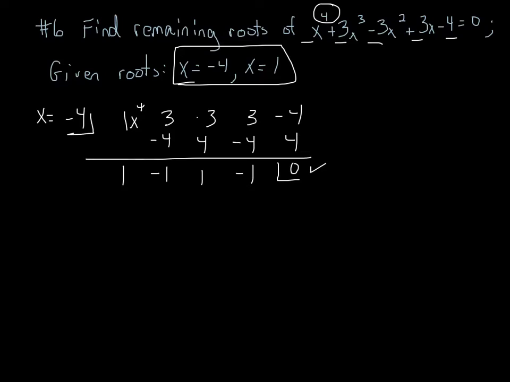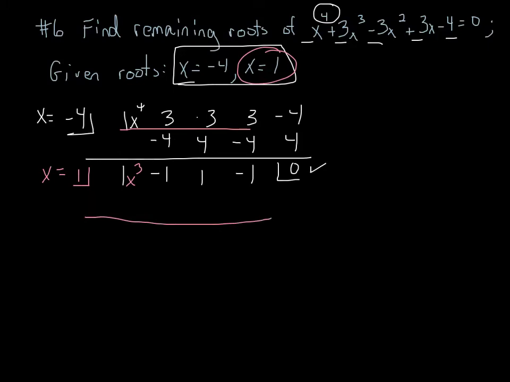Now what you have to do is use the second root that we haven't used yet. But you don't use it with the original polynomial. You use it with the new polynomial, the depressed polynomial. And you have to depress it again. So what you do is you make a new box. And in this box, we're going to use our other root, x equals 1, that we haven't used yet.